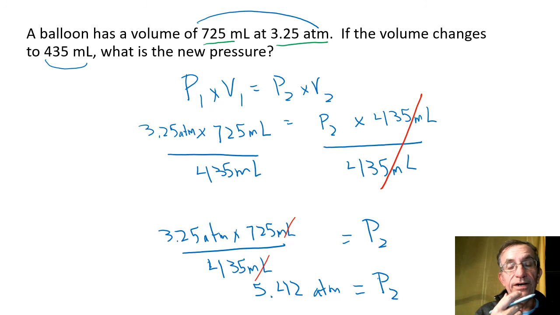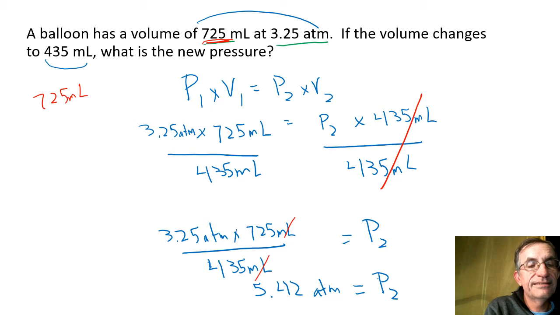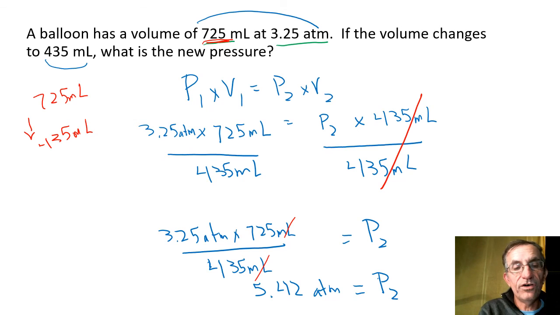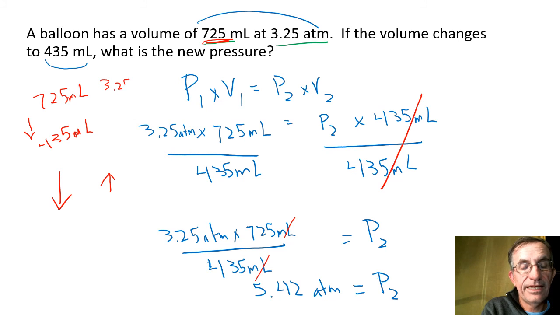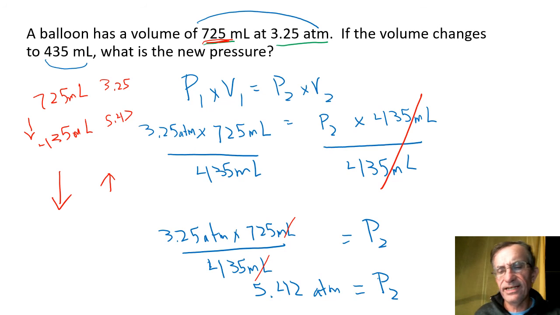Does it make sense? Well, let's see. The volume in this case is going from 725 down to 435. So if the volume is going down, what should happen to the pressure? The pressure should be going up, right? So it's starting off at 3.25 and it went up to 5.42. That sounds right. If one goes down, the other one goes up.